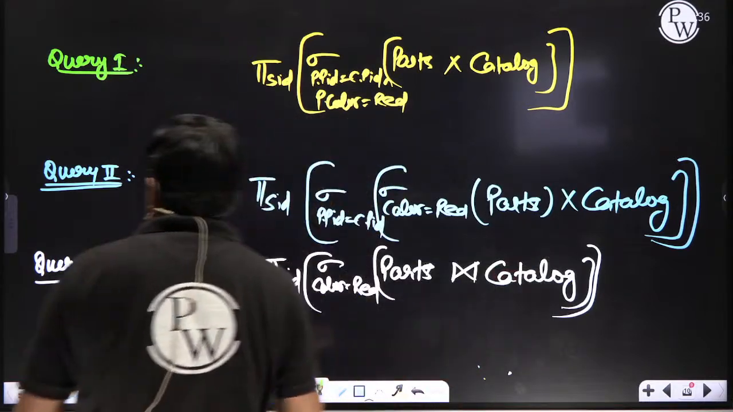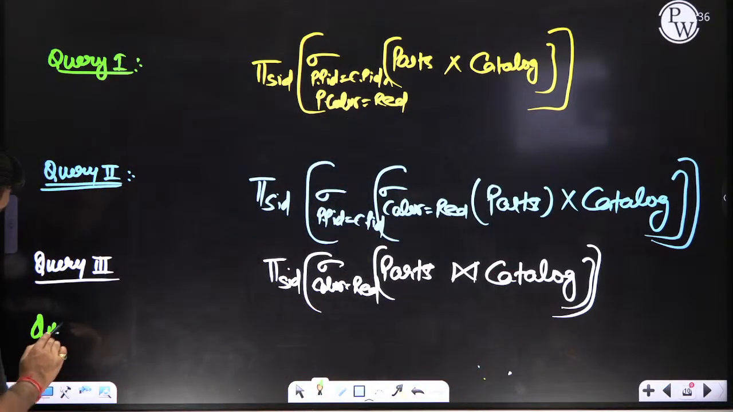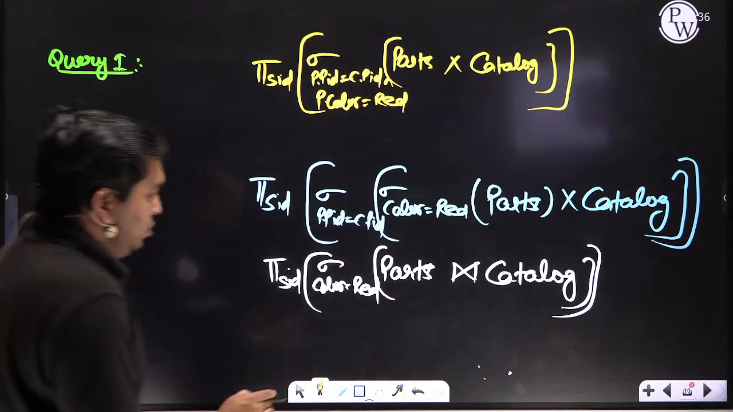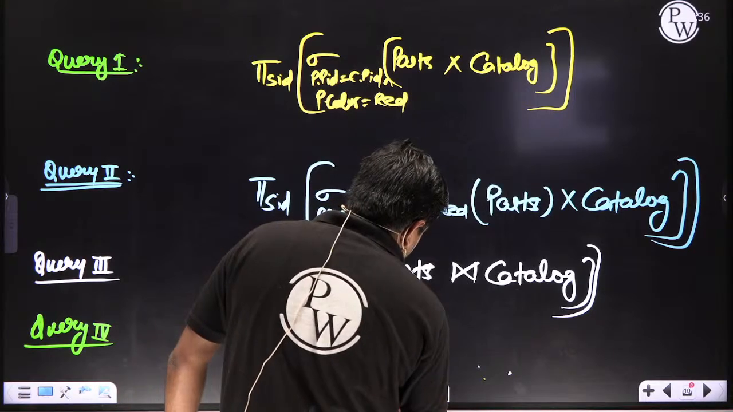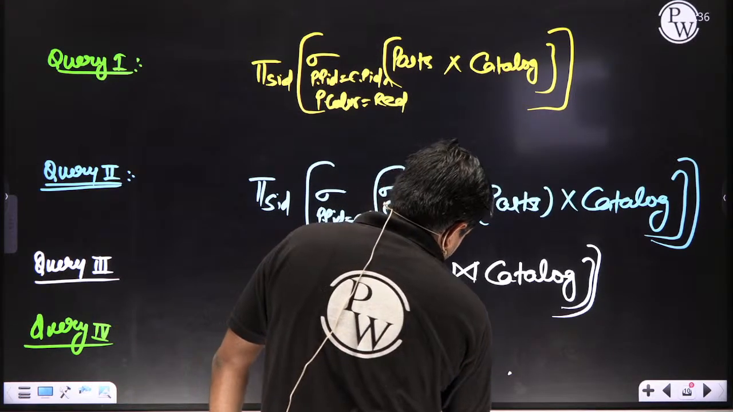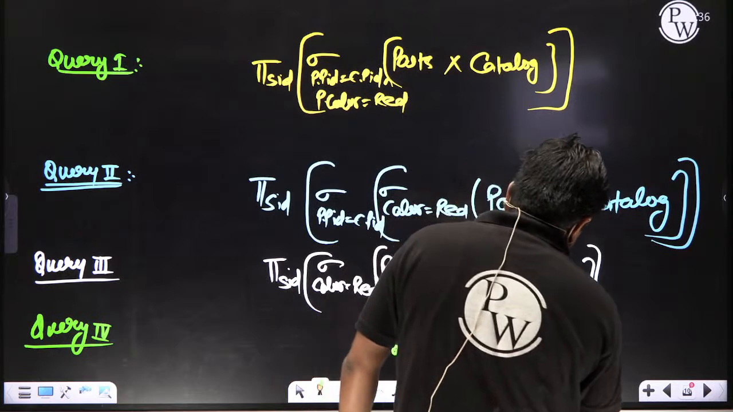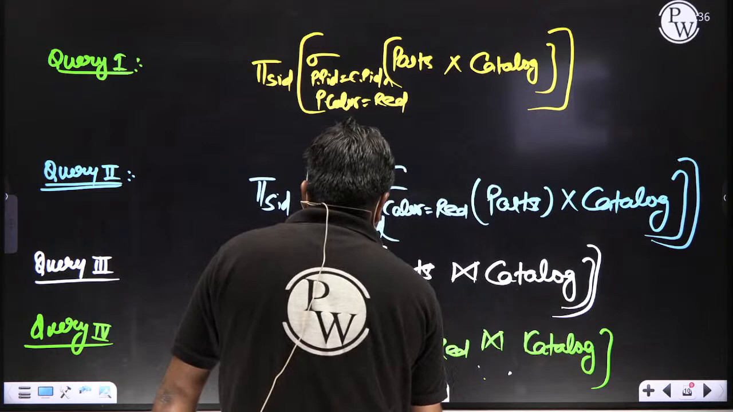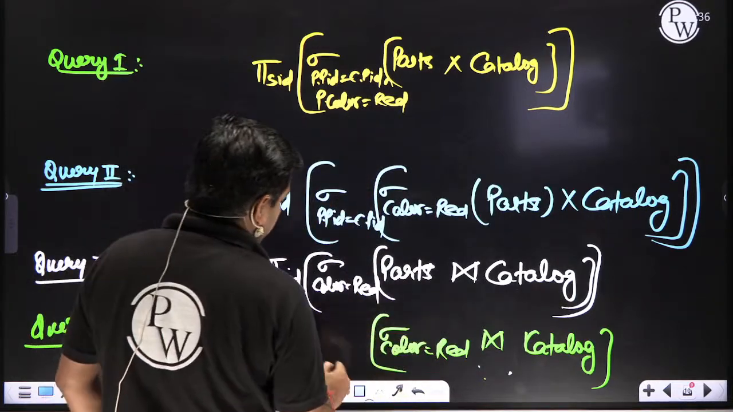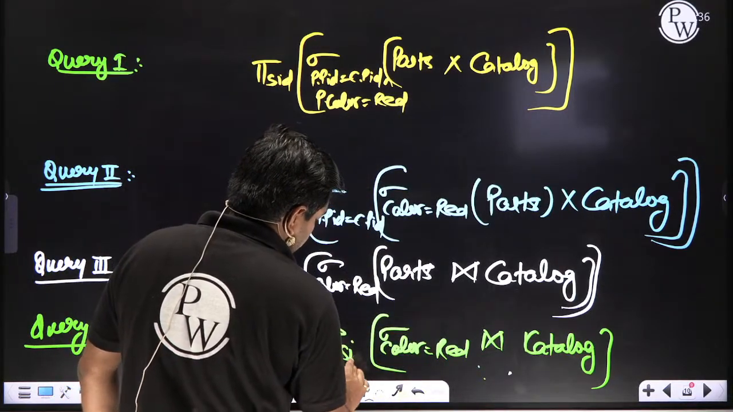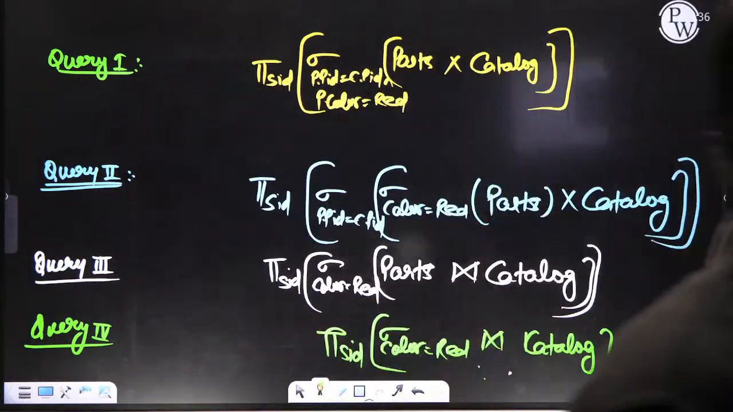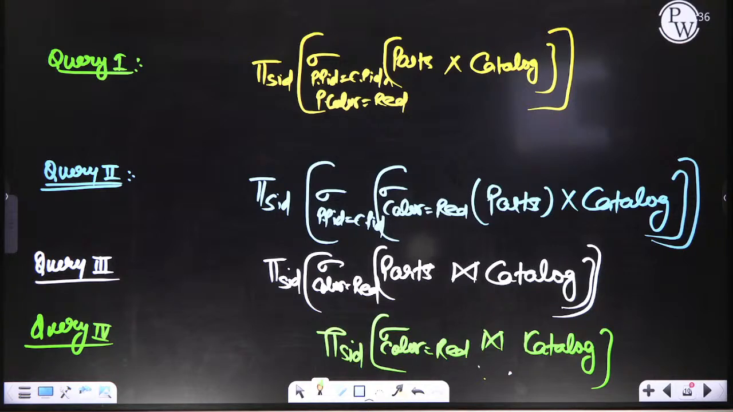Now query 4. What will I do? First of all, color equal to red, that will be joined with the catalog table, then I find SID. These are the four queries in which you will get the answer.